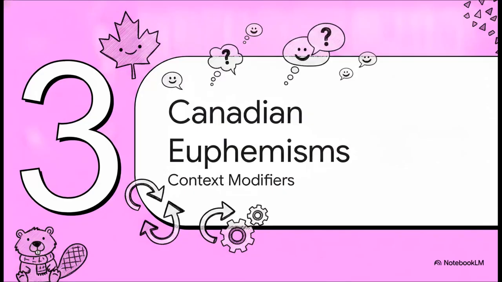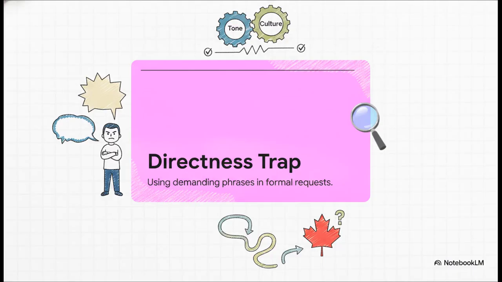Okay, we've built our frames, we've scaled our vocabulary. Now we enter the final, most advanced section of our toolbox today, Canadian-style euphemisms, or 加拿大式委婉语. To really understand why this last tool is so important, we have to talk about the directness trap, 直接陷阱.